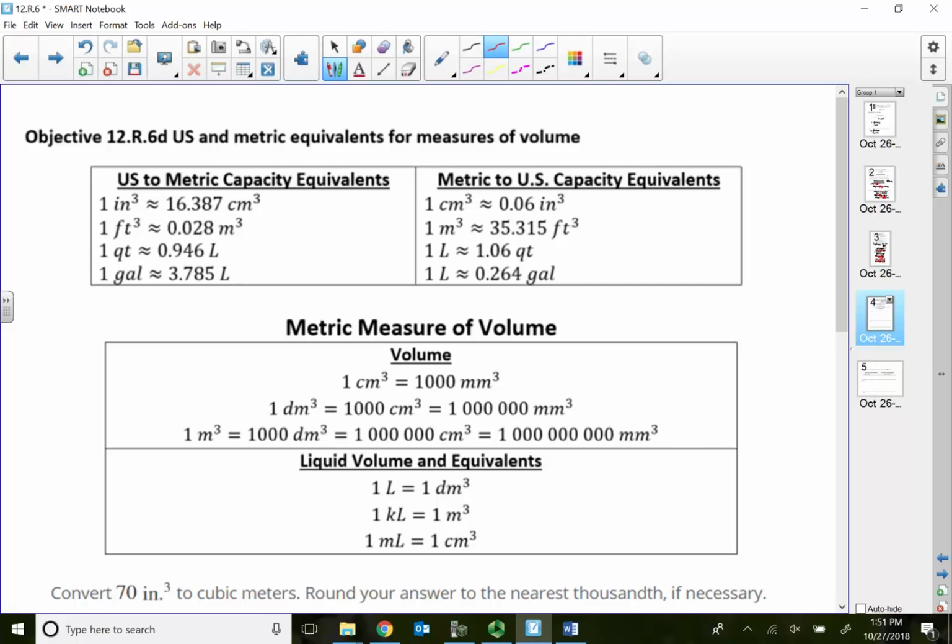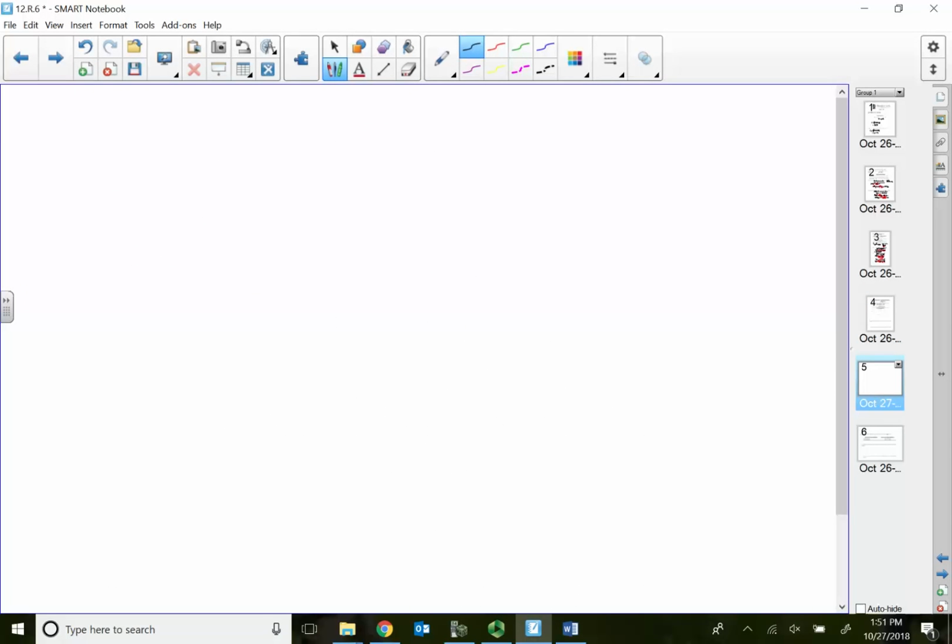Integrated Review 12.6. In this lecture video, let's take a look at the US and metric equivalents for measure of volume. Now, before I begin, I would like to explain this real quick. What's the difference? What's the relationship between volume and capacity?